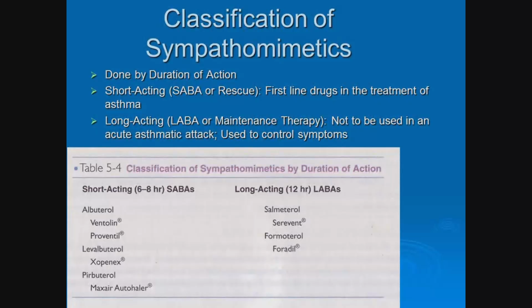Again, we classify them either as a SABA or a LABA. SABA being the rescue drugs, the first-line treatment in an acute asthmatic attack. Long-acting are maintenance ones that are used as prophylactics to prevent asthmatic attacks from happening. And I've actually added arformoterol to your long-acting ones. I don't know if it's on your list or not. Now we can actually also put indacaterol on that one also.